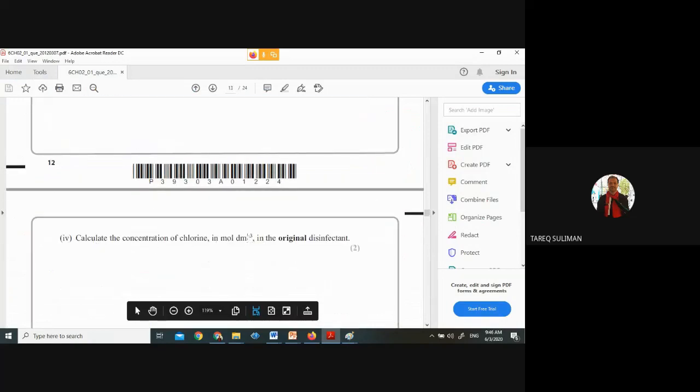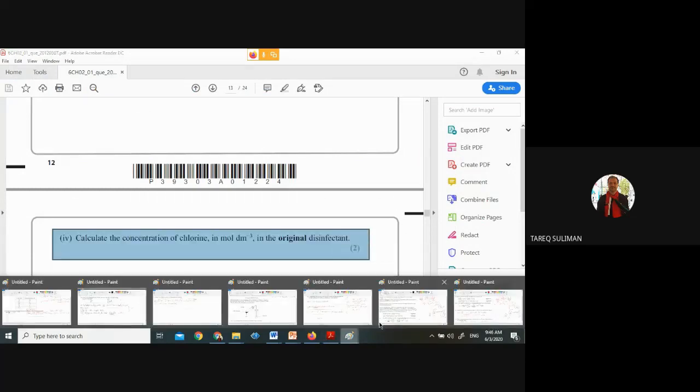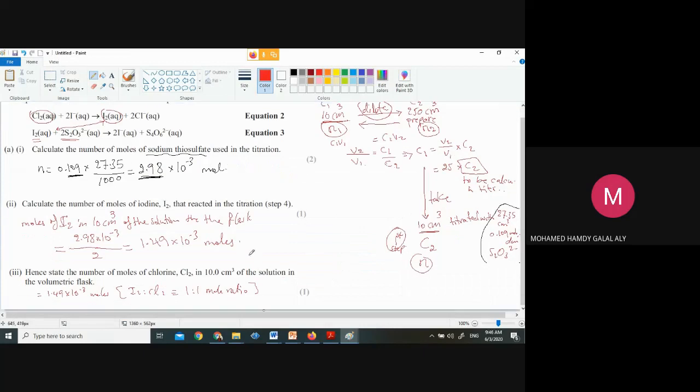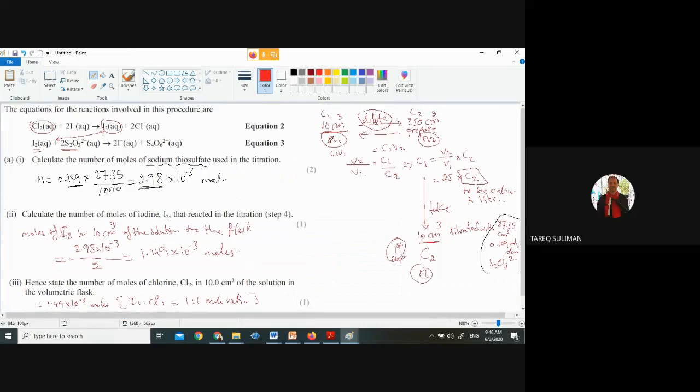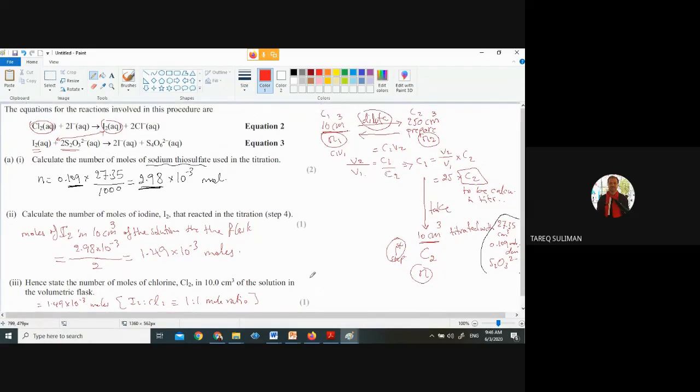Calculate the concentration in the original. So I need which concentration? Before dilution. I need C1. How to calculate it? There are many ways to follow. Yes, calculate the concentration of chlorine in the original one. We have number of moles of chlorine here.